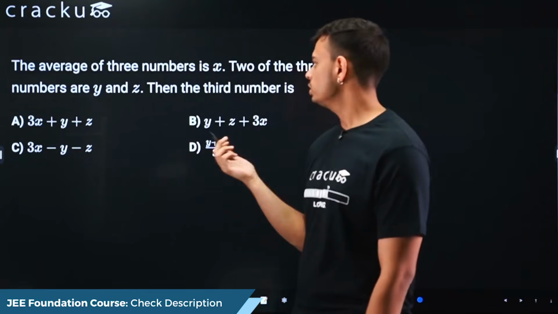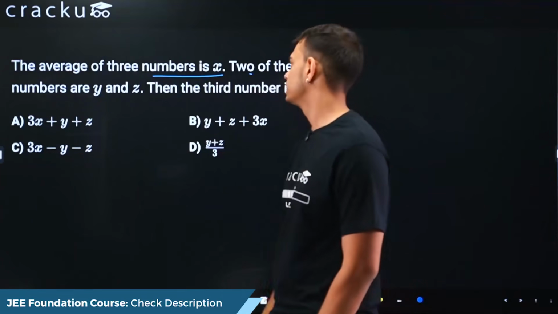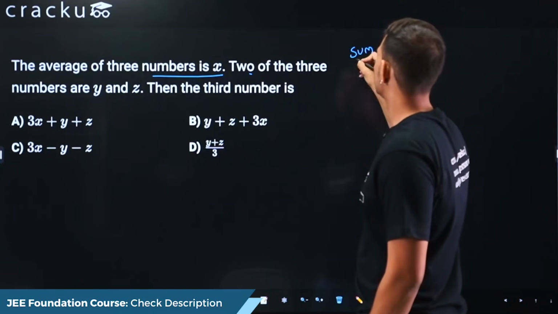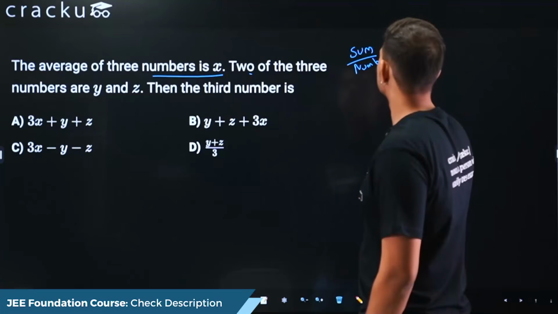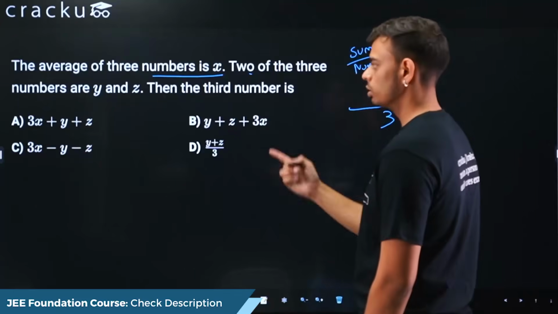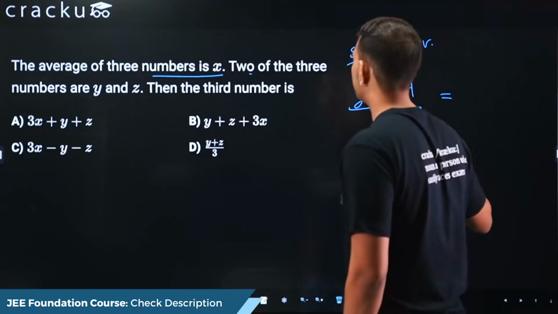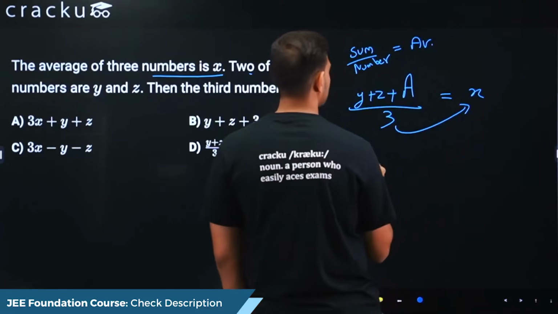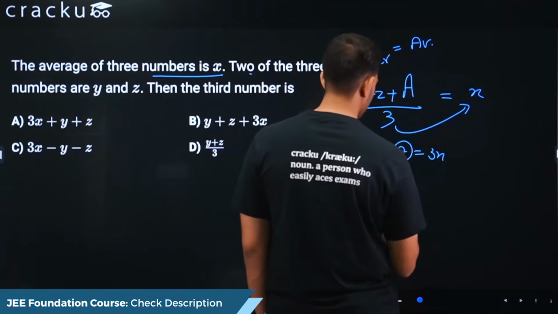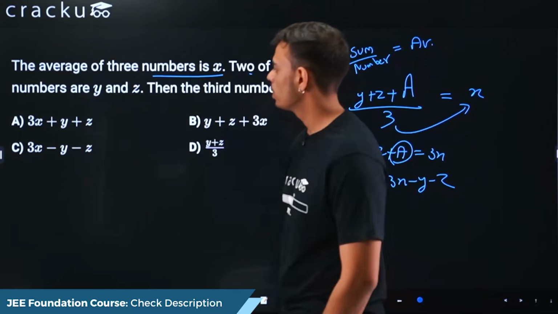This is an average question. We are given that the average of 3 numbers is x. Two of the 3 numbers are y and z, and we need to find the third number. We know that average is sum divided by number of quantities. The number of quantities is 3. The sum: 2 numbers are already given, y plus z plus an unknown number a, equals 3 times the average x. So y plus z plus a comes out to be 3x. We need to find the value of a, the unknown number. A will come out to be 3x minus y minus z, which is option C.